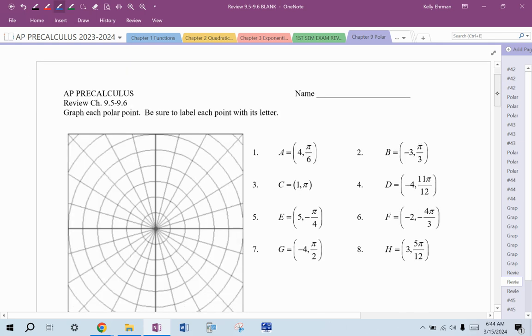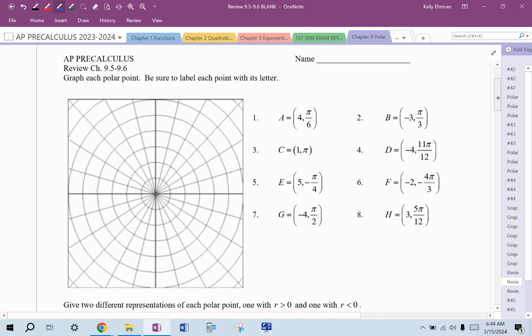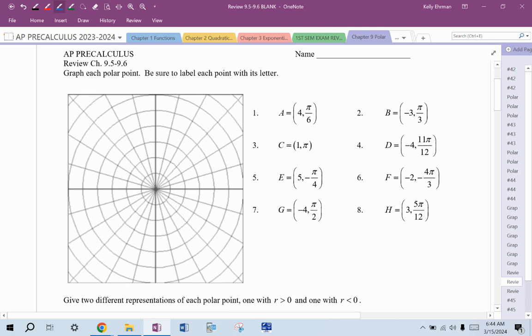This is the review for the 9.5, 9.6 quiz. The entire review is no calculator, and the quiz is no calculator as well. We practiced our calculator problems just to help us with the AP exam. So first we need to be able to graph each polar point.